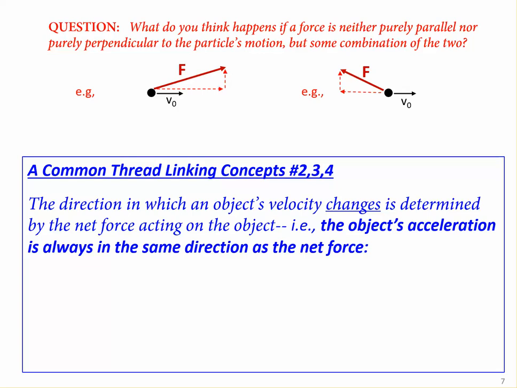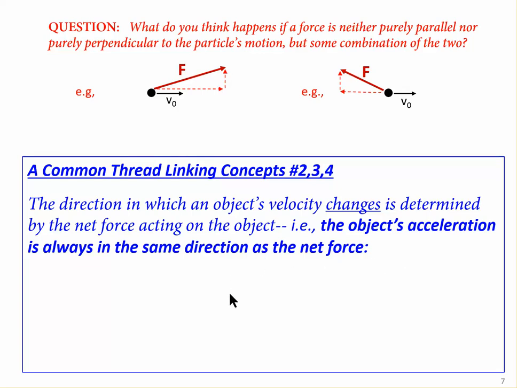There's a common thread that's linking the concepts that we've gone over so far. In particular, we've seen that when you apply a force to an object, it affects its motion. It changes its speed, could speed it up or slow it down, or it changes its direction, or both. A key idea is that the direction in which the object's velocity changes is determined by the net force on the object. In other words, the object's acceleration is always in the same direction as the net force on the object. Remember, an object's acceleration means that its velocity is changing. That's what acceleration is. So the change in the velocity of an object is always in the same direction as the net force.